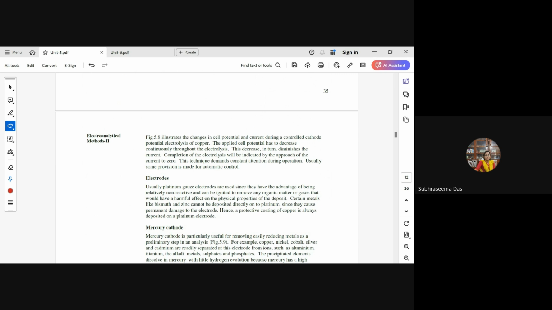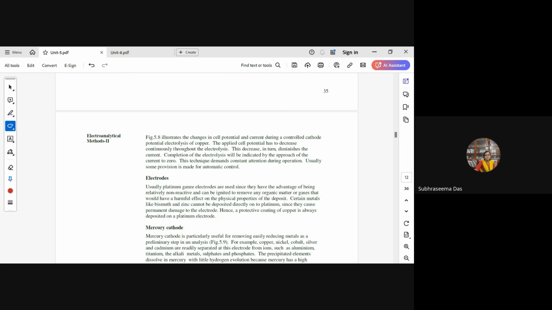The electrodes used here are usually platinum gauze electrodes, because they have the advantage of being inert and relatively non-reactive. They are not susceptible to acidic or alkali attack, and the gases that might have deposited on the surface of the platinum electrodes can be removed just by igniting.